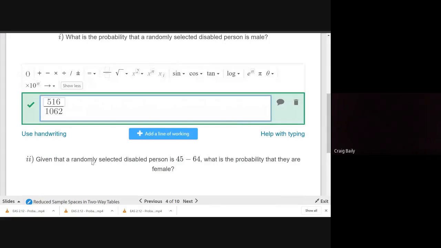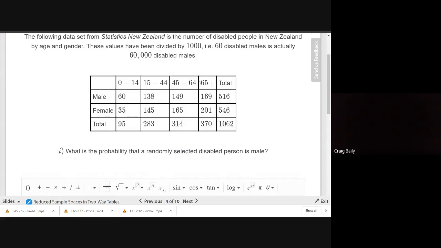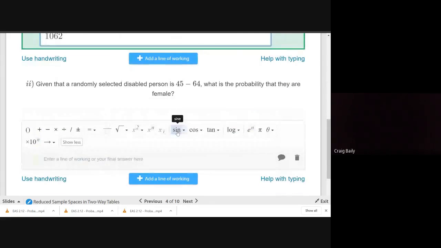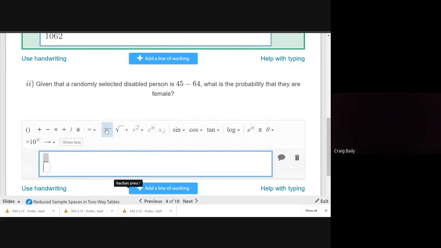Next, given that a randomly selected disabled person is 45 to 64. Well, here we've got a reduced sample space. Randomly selected disabled person is 45 to 64. That means this is the column we're restricted to, and that's 314. So in that one, our denominator is going to be 314.